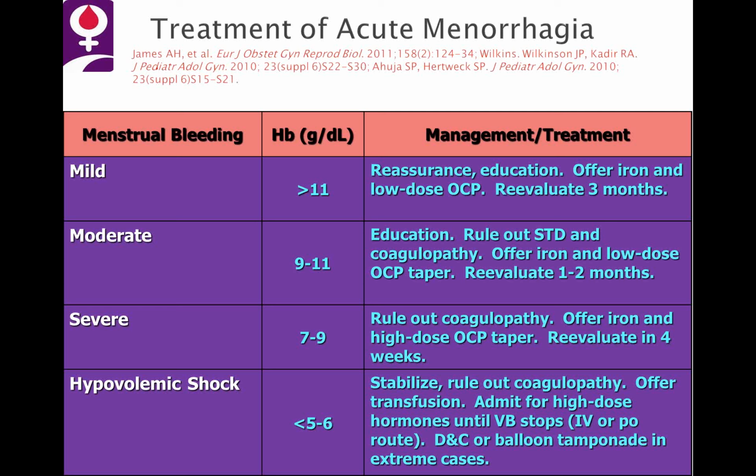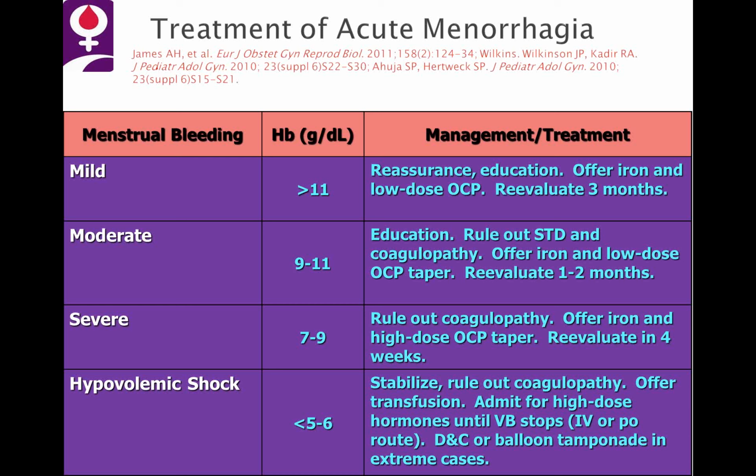We can offer iron, low-dose oral contraceptive tapers, and reevaluate. In the severe and hypovolemic shock category, no question we want to rule out coagulopathy. In the severe category, we may still be able to offer iron, but might want to consider a high-dose oral contraceptive taper. And then we want to reevaluate these patients sooner.